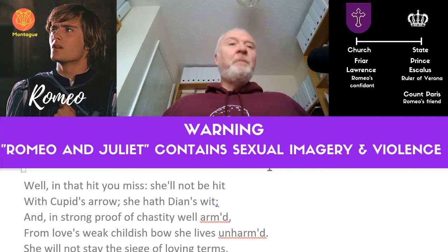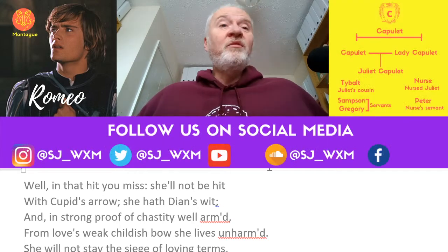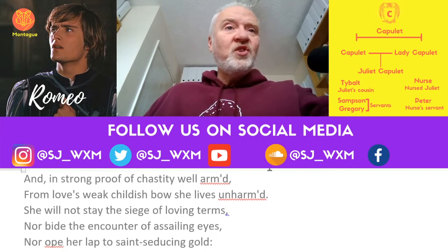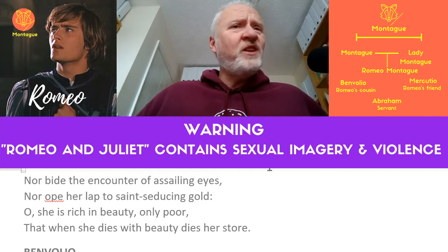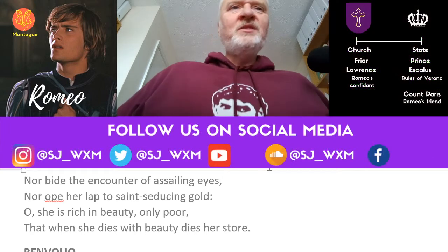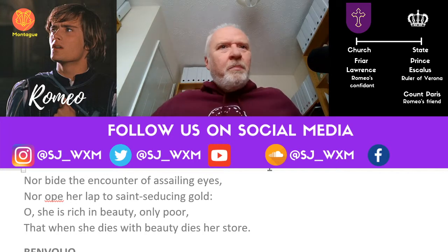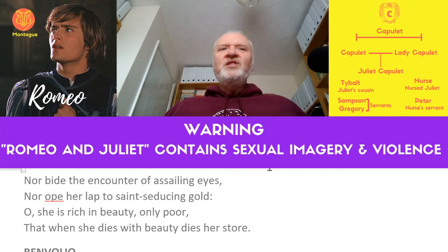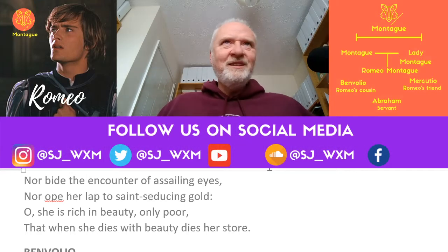Well, in that hit you miss, she'll not be hit with Cupid's arrow. She hath Dian's wit, and in strong proof of chastity well armed, from love's weak childish bow, she lives unharmed. She will not stay the siege of loving terms, nor bide the encounter of assailing eyes, nor ope her lap to saint seducing gold. Oh, she is rich in beauty, only poor that when she dies, with beauty dies her store. So he says, this girl I love has got no interest. She will not fall for it. She will not let people chat her up. Yeah, she's got Dian's wit. Diana's the huntress, so she can avoid Cupid's bows. When she dies, her beauty dies with her unused. Yeah, sexist, perhaps.